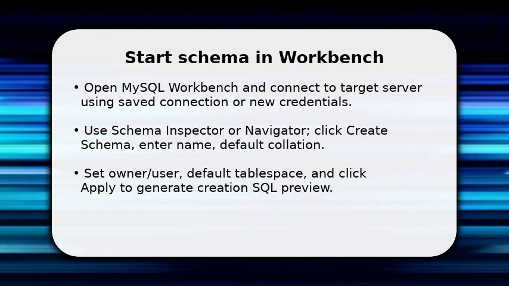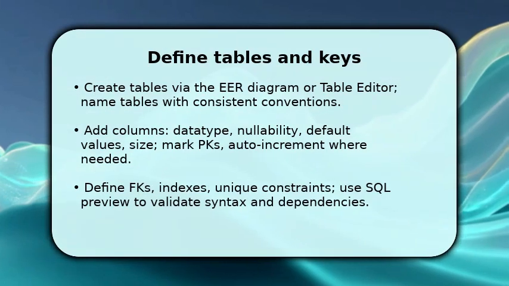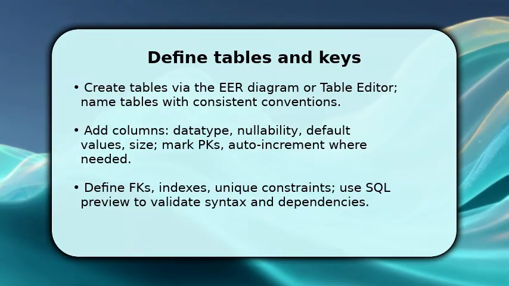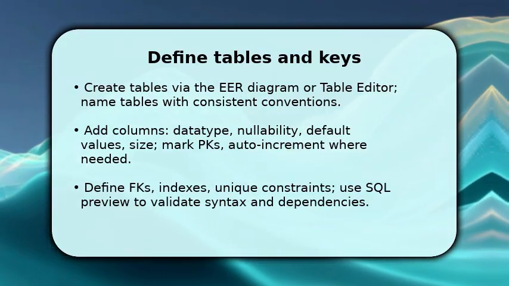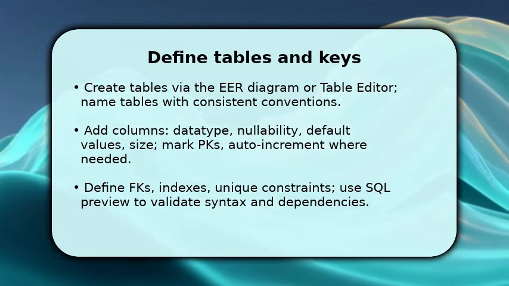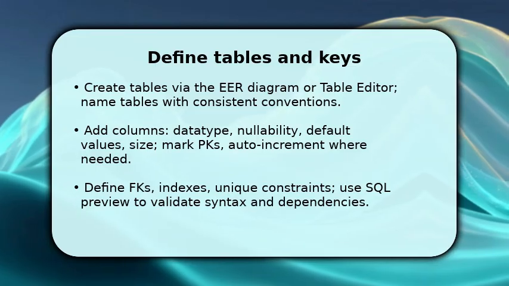You now design the tables and relationships that live in the schema. Start by adding tables in the EER diagram or the table editor. Consistent names reduce future confusion. For each table, add columns with precise data types, sizes, nullability, and sensible defaults. This controls storage and validation.